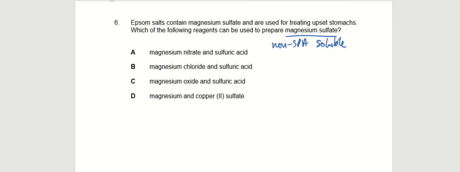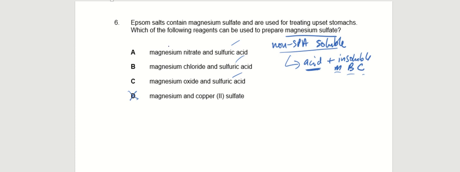Okay, a non-spar soluble. So again, for a non-spar soluble material, we use an acid and an insoluble metal, base, or carbonate. Okay, so since we have to use an acid, this is sulfuric acid. There is no sulfuric acid in D, so we can automatically eliminate D. Okay, and therefore now we are looking for a metal, base, or carbonate.